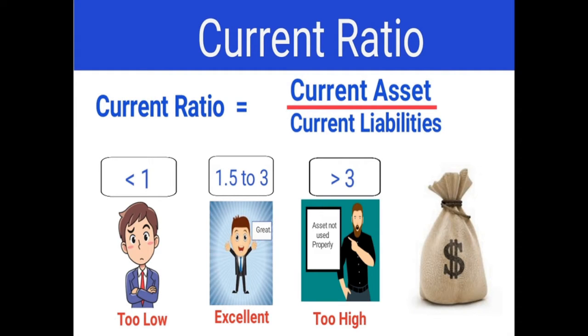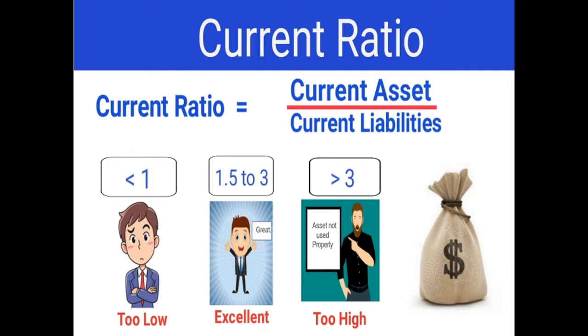Current ratio actually tells you about the short-term financial condition of a company, like how the company is performing, whether they are able to pay their expenses, how much profit they are making in the short term. So this is what current ratio will tell you about.